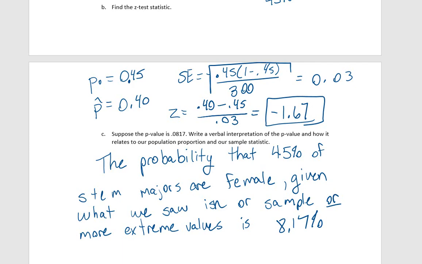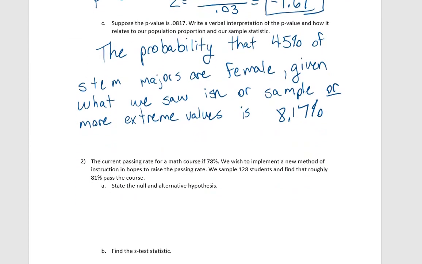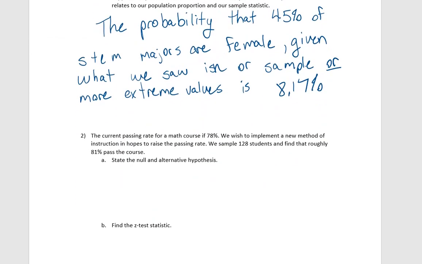So another way of saying this is that the probability that H naught is true, and we saw what we saw in our sample, that probability is only 8.17%. Okay, so I'm going to stop the video here, and the next couple examples are going to be in the next video, as well as doing this in StatCrunch.